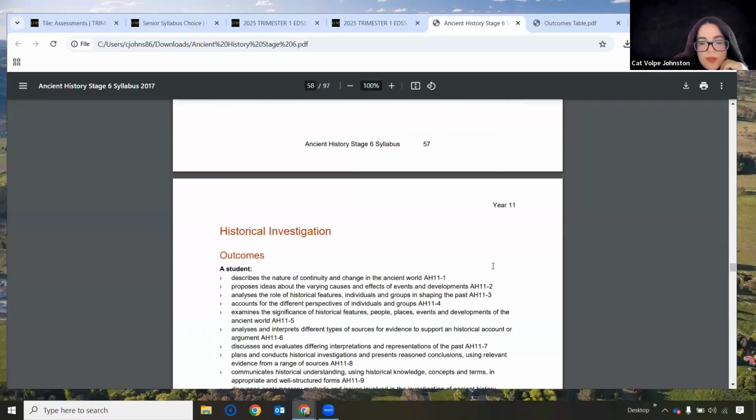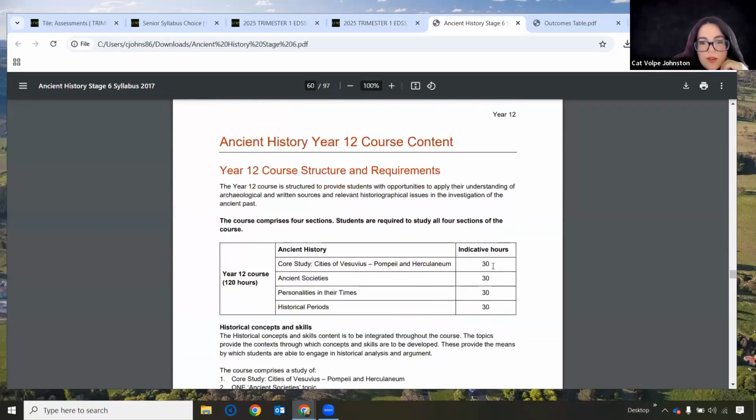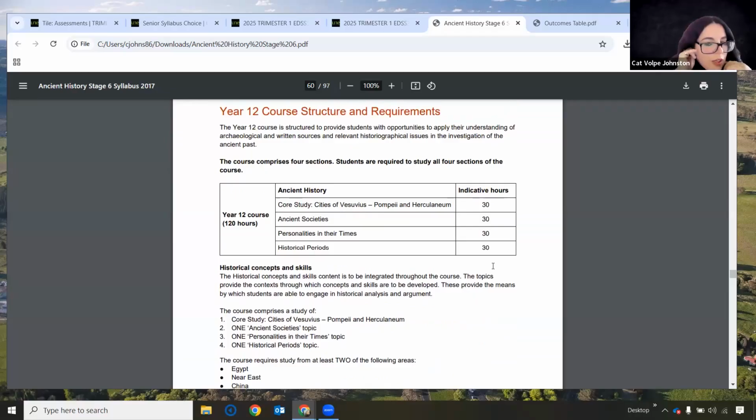All right. So in year 12, there are 4 units. We've got the core study, Cities of Vesuvius, then ancient societies, personalities in their times, and historical periods. All 30 hours.